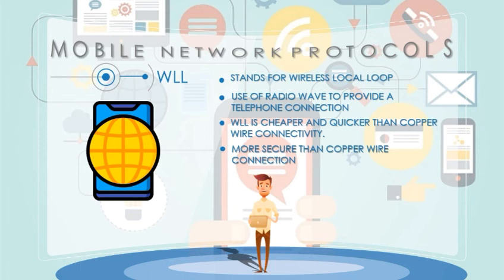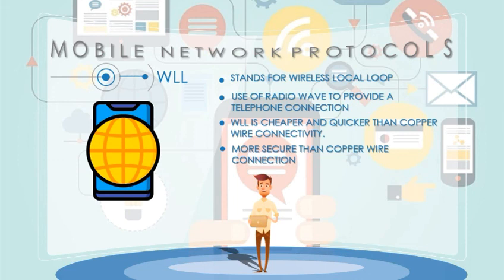WLL is cheaper and quicker than copper wire connectivity. Laying copper wire needs telephone posts and an underground cabling system for multiple systems, and we need enough money to provide this type of connection. But WLL is much cheaper and quicker, and it is also more secure than the copper wire connection.